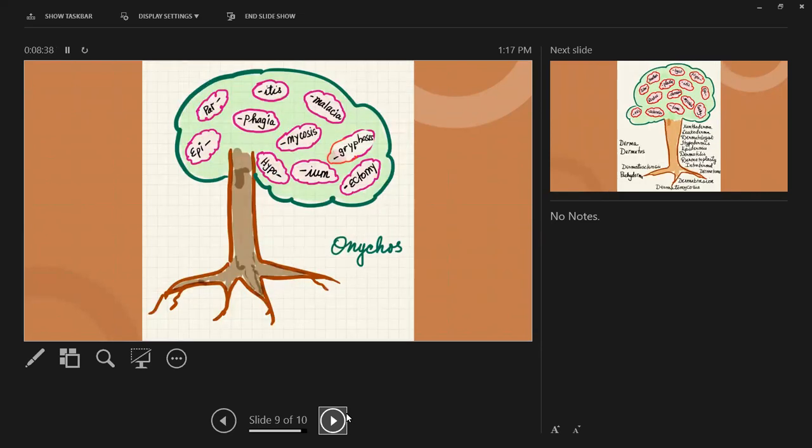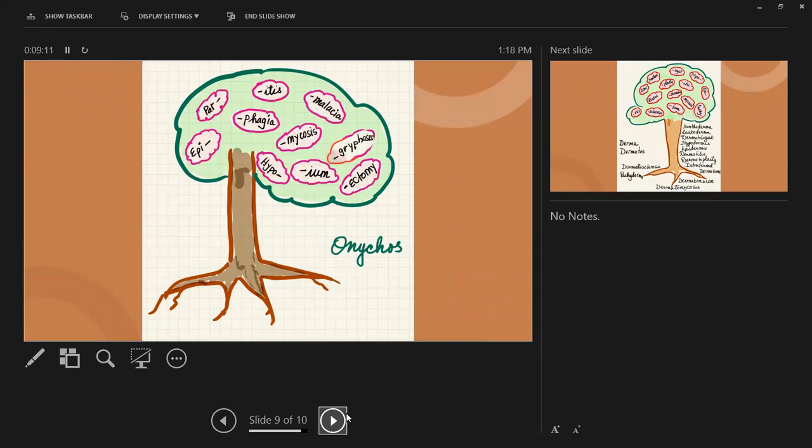This is onychos. Onychos means nail. So inside the tree we have epi. Epi means above or upon. Par is around. Phagia is to eat. Itis is inflammation. Mycosis is fungal infection. Hypo is less or below. Ium is lining. Kyphosis is curved. Malacia, softening. Ectomy is to cut out.